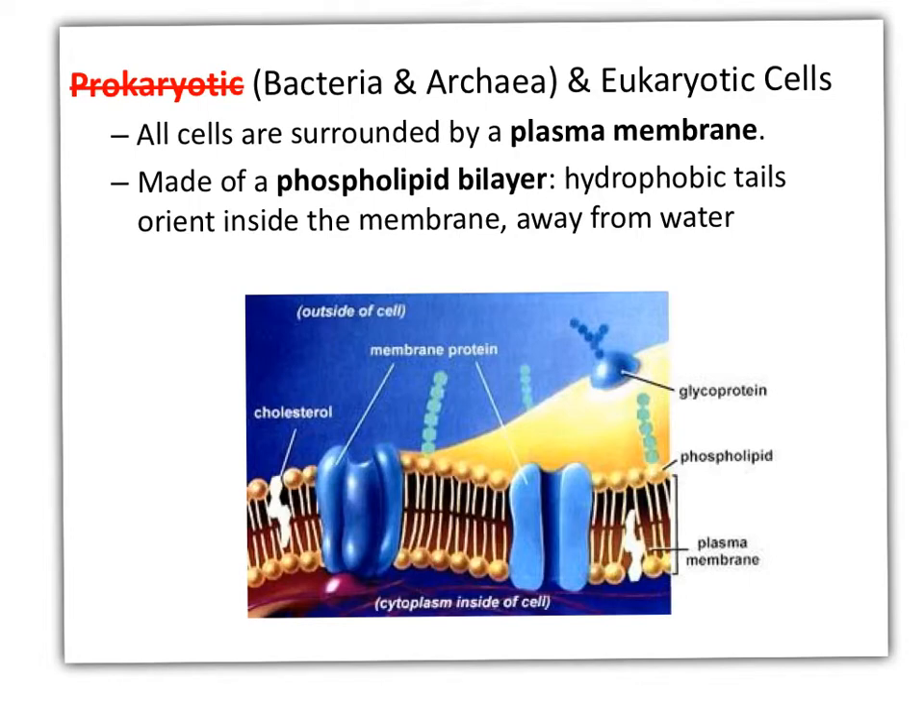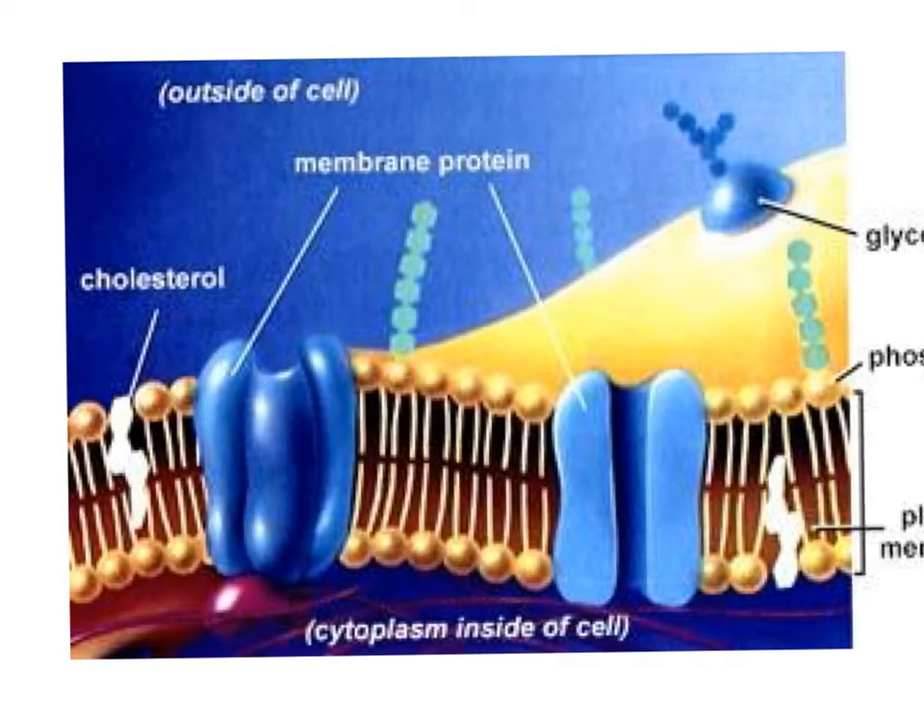So this is kind of what a bacteria or archaea looks like. If we get this larger. So this is the inside of the cell. This is the outside of the cell. This is kind of a membrane protein. Here's some cholesterol. This is a membrane protein for letting things in and out of the cell.